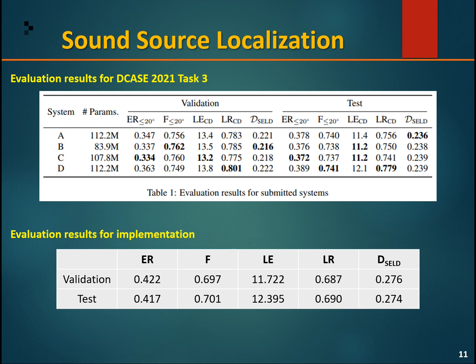And the localization error was 12.8 compared to the 11.722, and for the localization error, it's actually higher than the third place's, even with this. And for the localization recall, that's where it kind of fails compared to the others, but that's also 68.7, which basically places seventh place in the leaderboard for DCASE 2021.